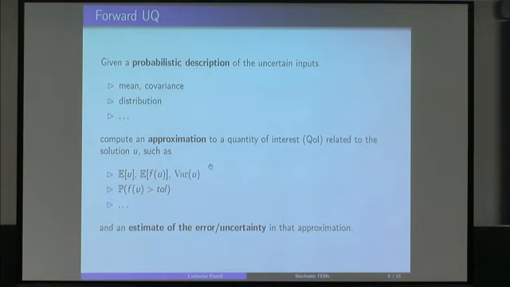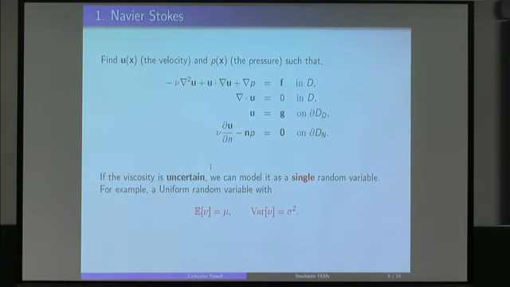What we want is this as well. We want an estimate of the error that we've committed in producing that prediction. That's kind of what applied mathematicians do, right? Okay, so just some quick examples. These are all very academic examples, just to try and illustrate what I'm talking about.